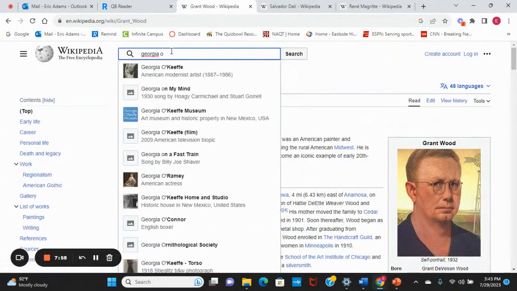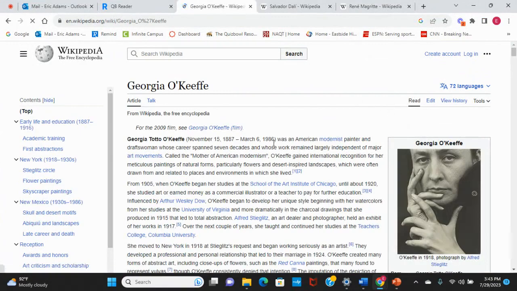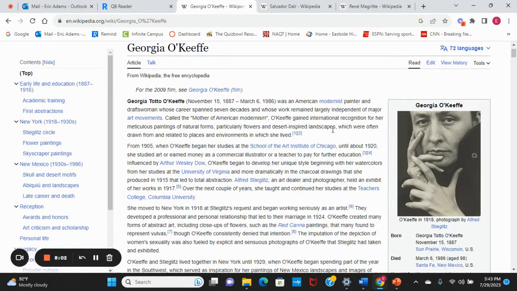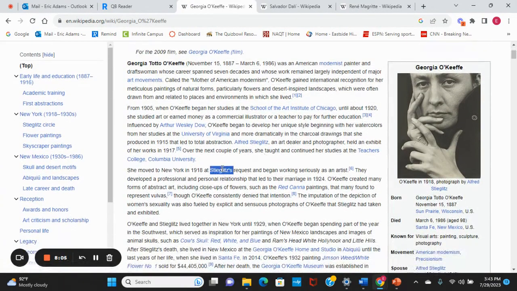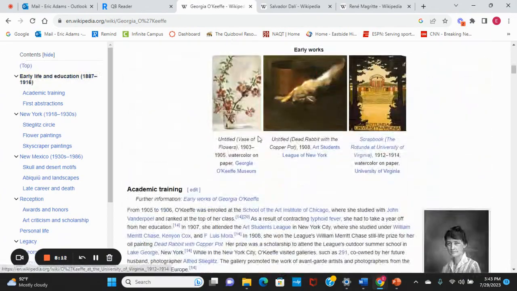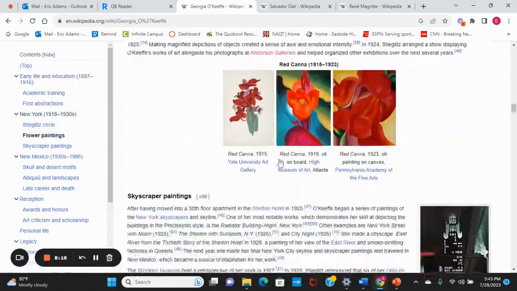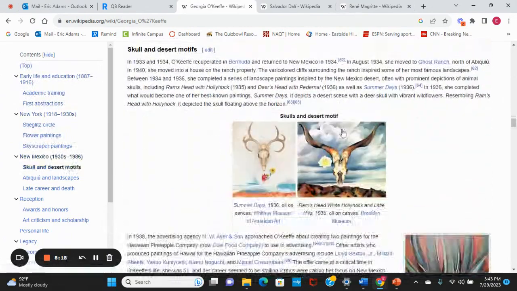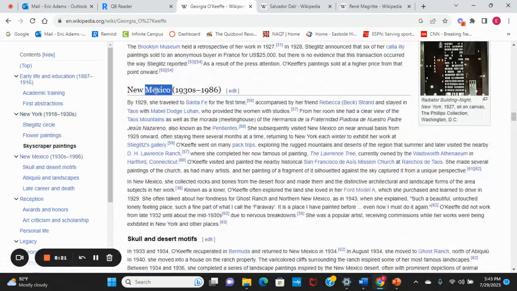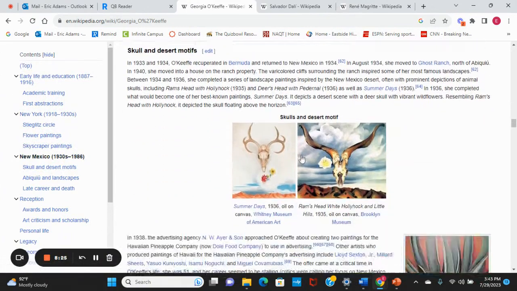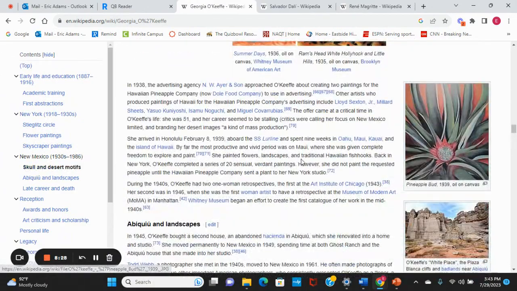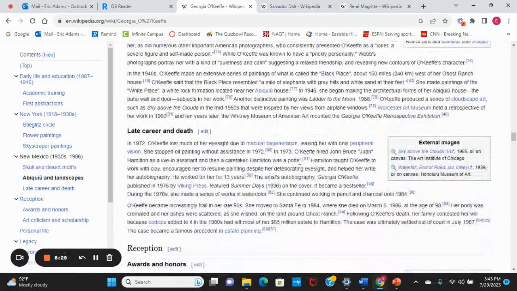Georgia O'Keeffe, and there she is coming up, and I want to make sure that I'm right on that. Yep, there it is. She was married to Alfred Stieglitz, who should come up a little bit later, but as you can see, some of her works that are on her Wikipedia page, as I said, lots of flowers, American Southwest, not completely that. And she's very much associated with New Mexico. But skull and desert motifs, lots and lots of stuff like that. Flowers, skulls, desert, and New Mexico.